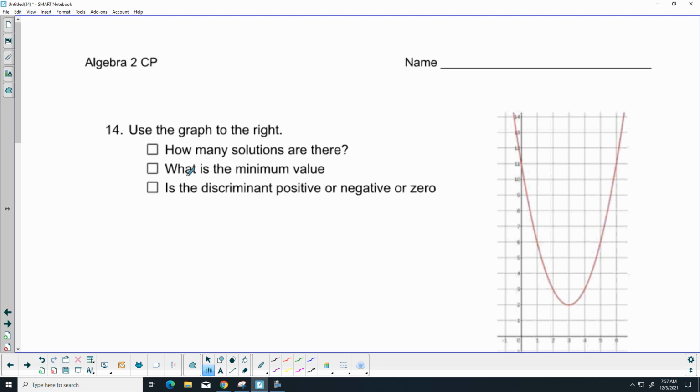Number 14. I want to use that graph to the right. How many solutions are there? There are no real, so there would be two imaginary. And I know there's no real because it's not crossing the x-axis. What is the minimum value? Well, there's my minimum, and if I go over there, the minimum value is 2. And is the discriminant positive, negative, or 0? Well, it would have to be negative since I have imaginary solutions.